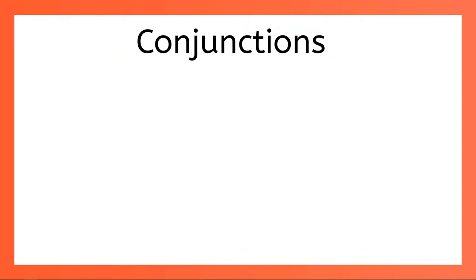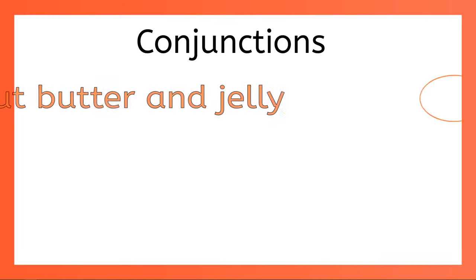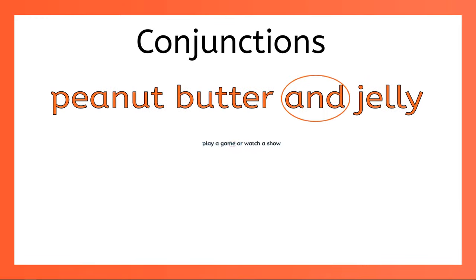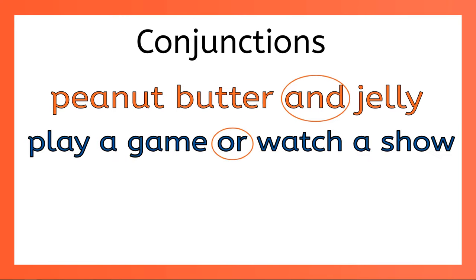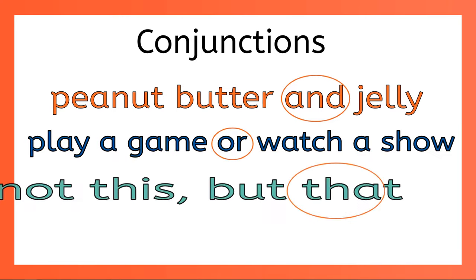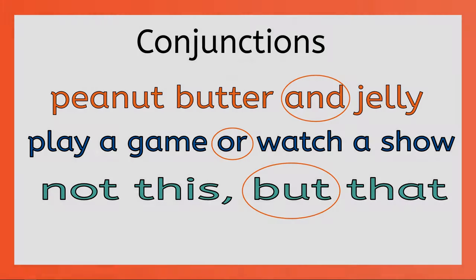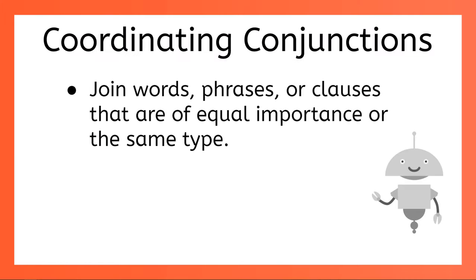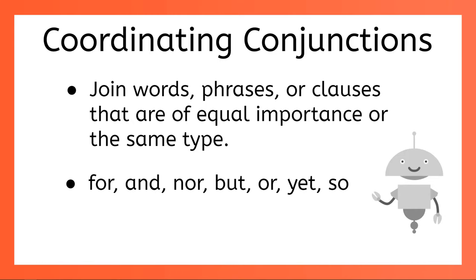You've already learned that conjunctions join words, phrases, and clauses together, like peanut butter and jelly. Play a game, or watch a show. Not this, but that. Remember, coordinating conjunctions join words, phrases, or clauses that are of equal importance or the same type. The seven coordinating conjunctions are for, and, nor, but, or, yet, and so, also known as the fanboys.